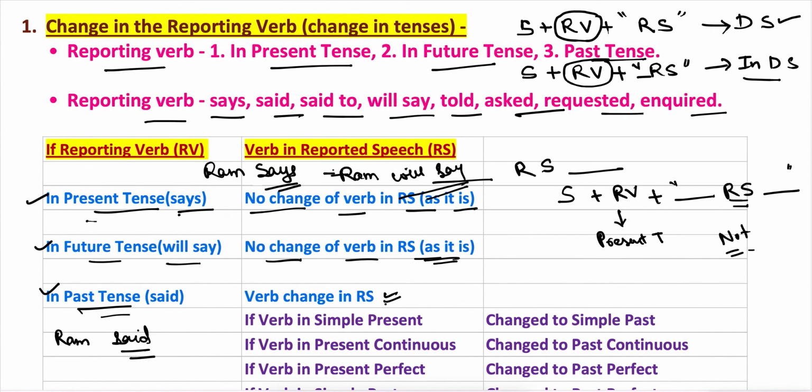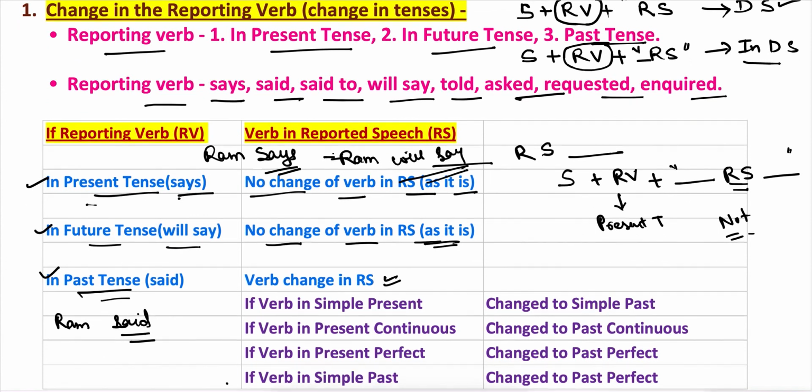So what is required? First we need to identify what is the tense of the reporting verb. If the reporting verb is in present tense, then the reported speech verb will not change. If the reporting verb is in future tense, then also the verb of the reported speech will not change. It will remain as it is. But if the reporting verb is in past tense, then the verb of the reported speech will definitely change. So it will be more clear with some examples.